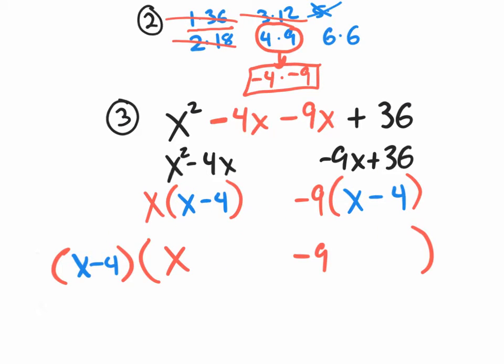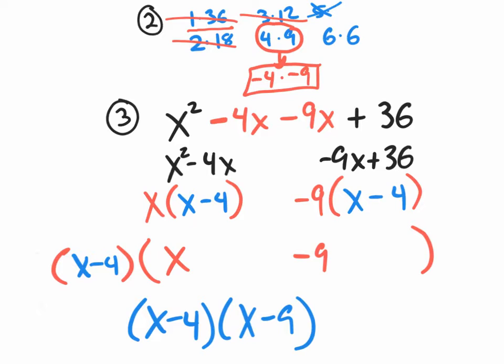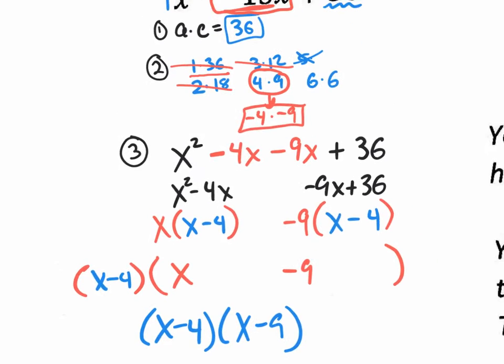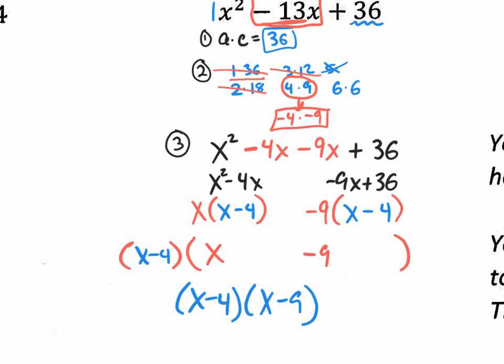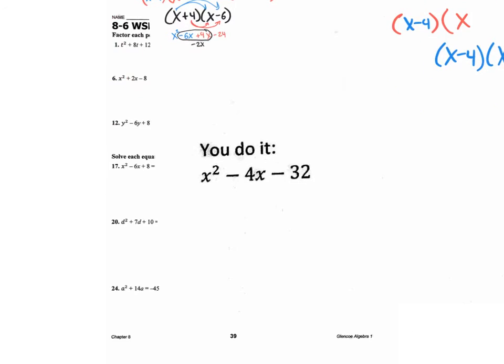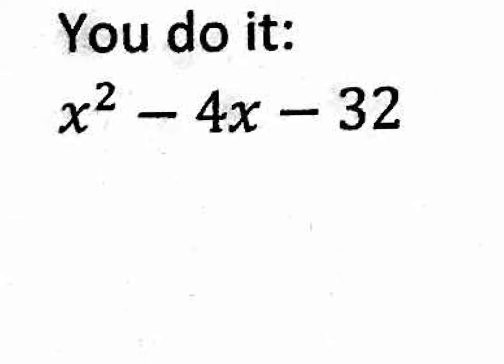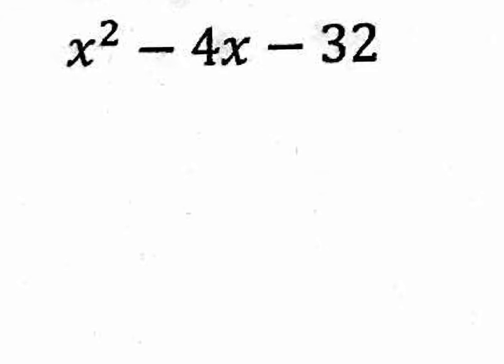Now, of course, the correct size parentheses, x minus 4 times x minus 9. That's your factored form answer. If you wanted to double check it, all you have to do is distribute, combine like terms, and it truly will give you the original x squared minus 13x plus 36 if you double checked it. There's only one left. I'll see if you guys could do it on your own or help each other out.